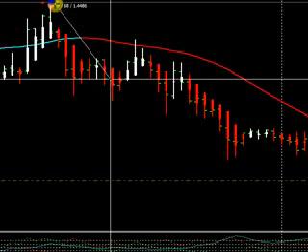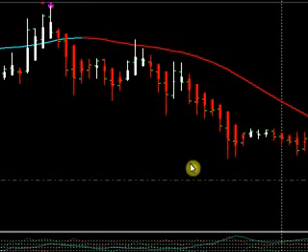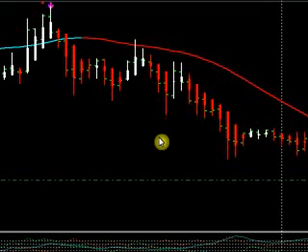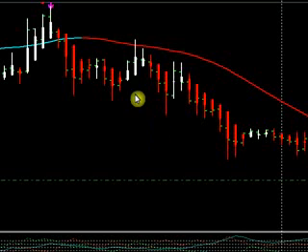So my stop loss would be 60 pips, and my target would be 120. I always double the amount that I'm risking. So by risking 30 pips, my target would be 60. I'm risking 20, my target would be 40. I'm risking 50, my target would be 100. So in this case, it's 60, my target's going to be 120 pips.